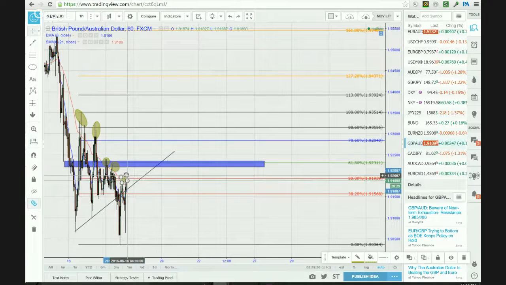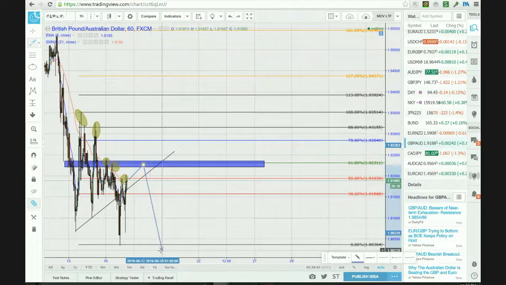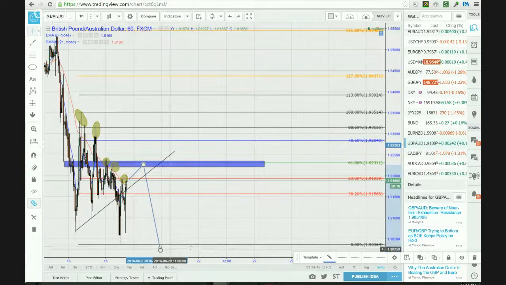GA moves a lot, so if we do get any more rise, I would not expect it to go higher than this from our 61.8, but I'm definitely looking for GA to make a break down our 0% onto our extensions.